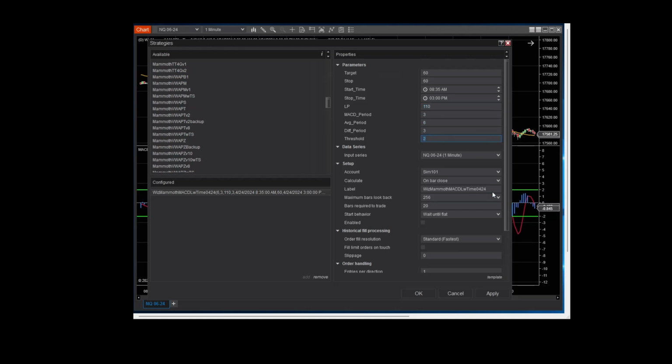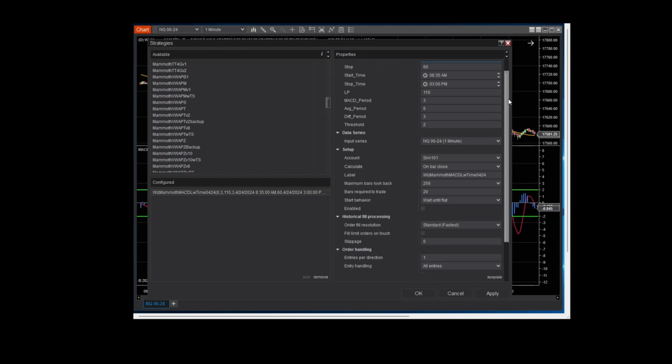Threshold is the line. You can modify these numbers based on the analysis that you run, based on what you want to achieve. You can set the target to 80 or 100, depends. But a one-to-one risk reward ratio is best for this method.